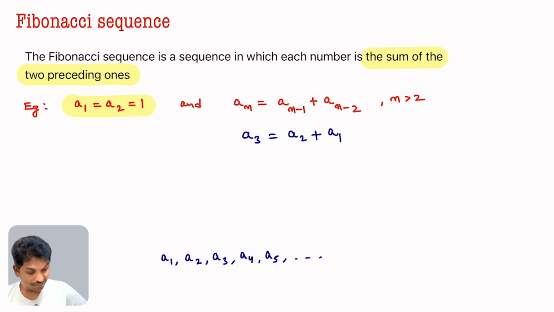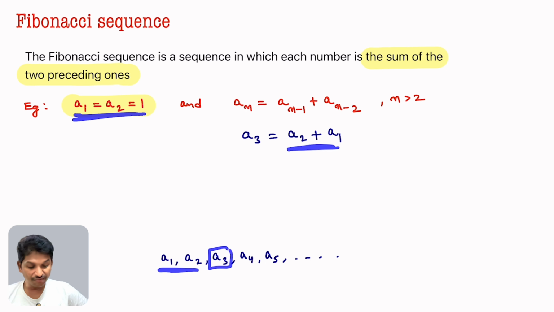I'll write here. If it is a Fibonacci sequence, what is A3? A3 is the sum of its two preceding terms. A3 is A1 plus A2. Same thing you got here. A1, A2 are already given. 1 plus 1 is what? 1 plus 1 is 2.